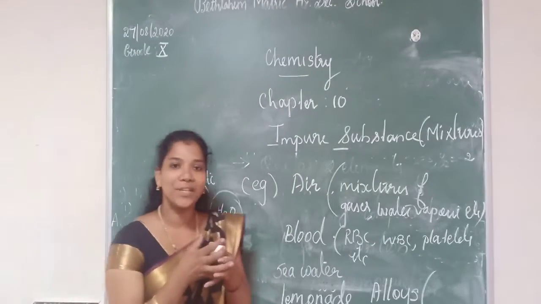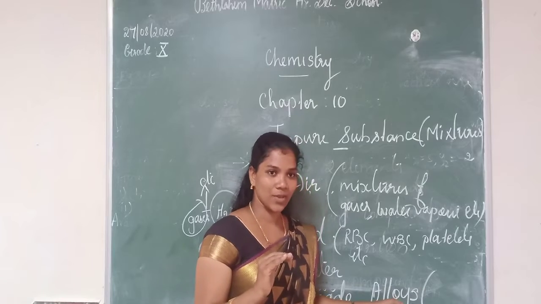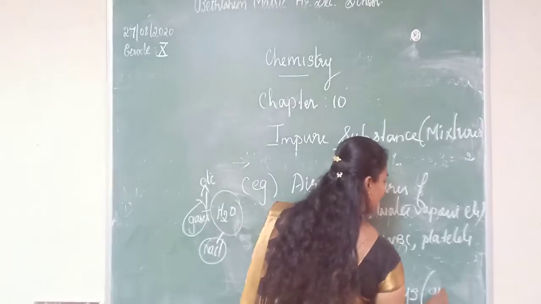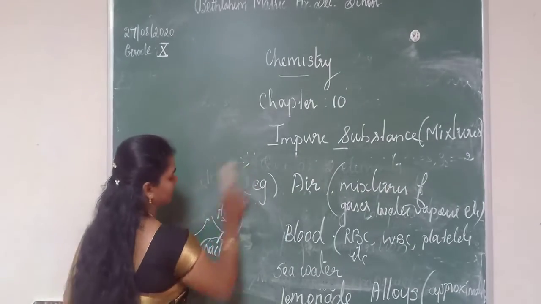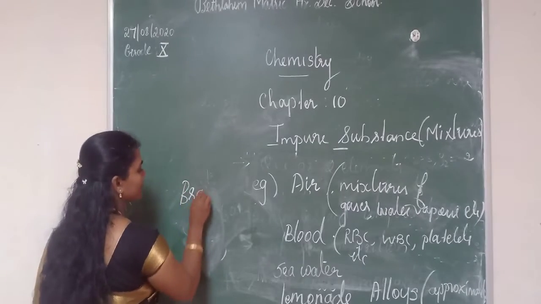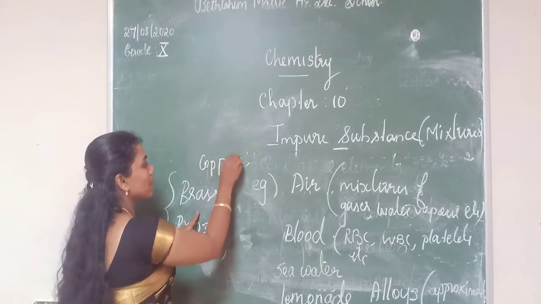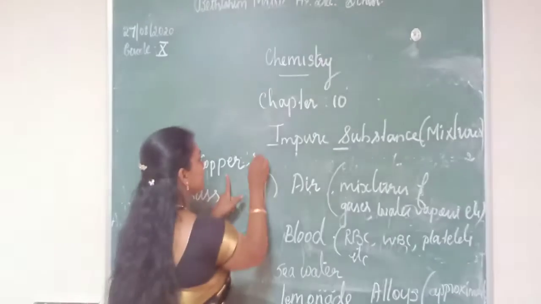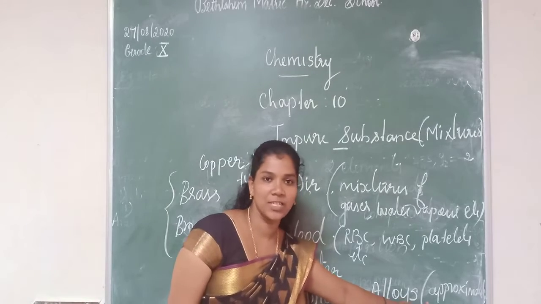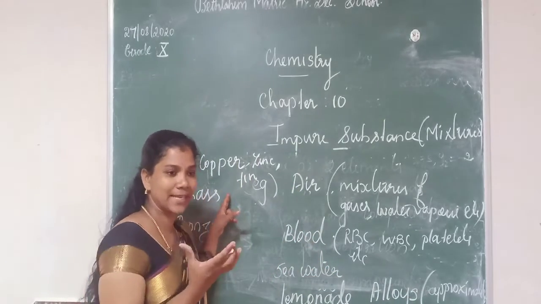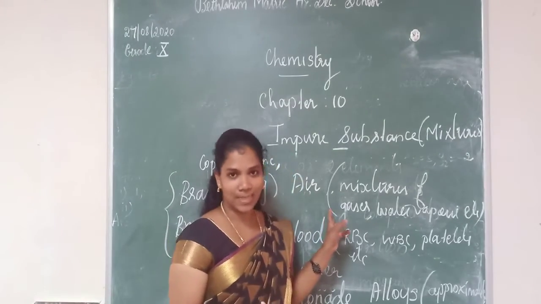The other examples: seawater, lemonade, and alloy. Alloy is the combination of different elements, that is, metals with metal or metal with non-metal, and both form alloys. We are mixing the elements at approximate proportions. For example, brass and bronze. Both are called alloys of copper. We are mixing copper with zinc and copper with tin to form brass and bronze at approximate compositions. There is no need to mix them at a fixed proportion. These are examples of impure substances. Do you understand?